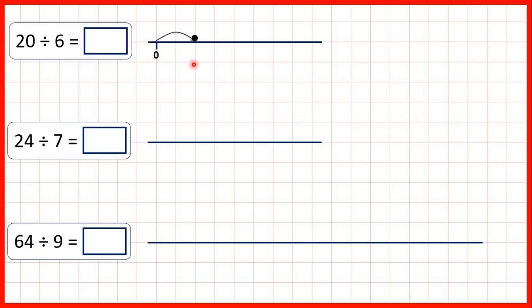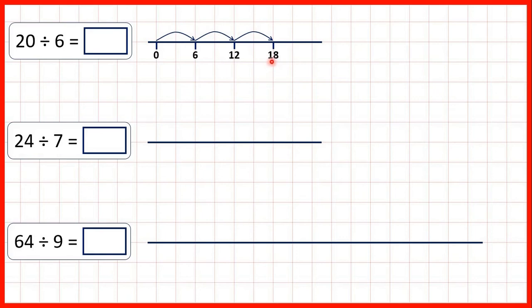So we have 6, 12, 18, and then if we made another jump of 6, we would get 24. But that's too many because we're only dividing 20. So we need to stop at 3 jumps of 6, and that takes us to 18.